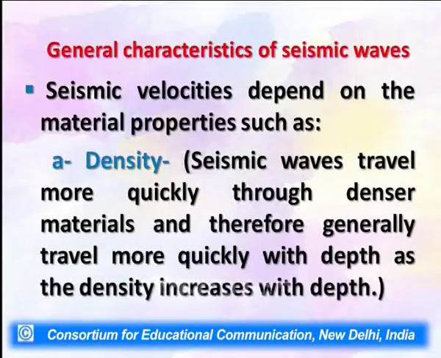Here, one very important thing is the density, because as we discussed in the last lecture, density increases as we go deeper in the earth or towards the center of the earth. Therefore, seismic waves travel more quickly through denser materials, and generally they travel more quickly with depth, for the simple reason that the density increases with depth. As the density increases, their speed also increases. So seismic waves travel at a higher velocity through the denser material, and obviously because the density increases with the depth of the earth, the deeper the seismic waves go, the higher the velocity they assume.